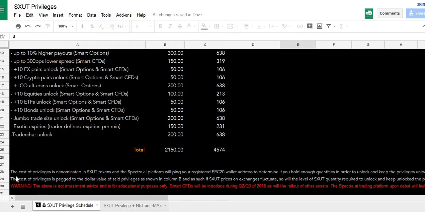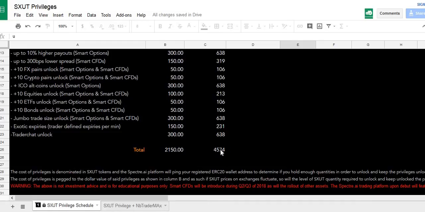Okay, so if we read the small print, the cost of privileges is denominated in SXUT tokens, and the Spectre.ai platform will ping your registered ERC20 wallet address to determine if you have enough quantities in order to unlock. So exactly what I said, all you need to do is keep these tokens. Basically, it's kind of like staking the tokens to get the benefits. So you're going to keep the tokens in a wallet, and then the smart contract will double check it, and then you'll get these benefits.